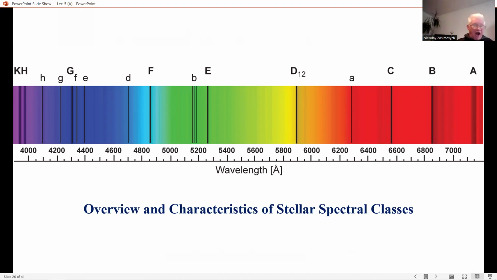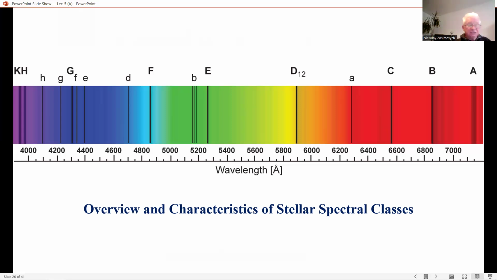This fine division gives a star's temperature to an accuracy within about 5%. The Sun, for example, is not just a G star, but a G2 star.